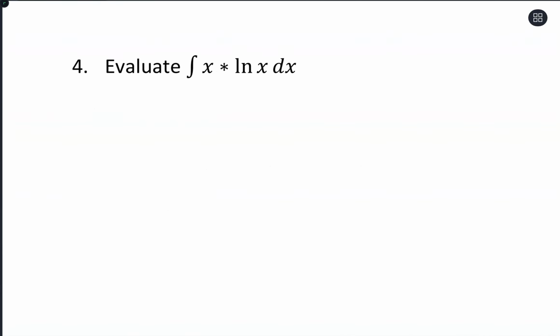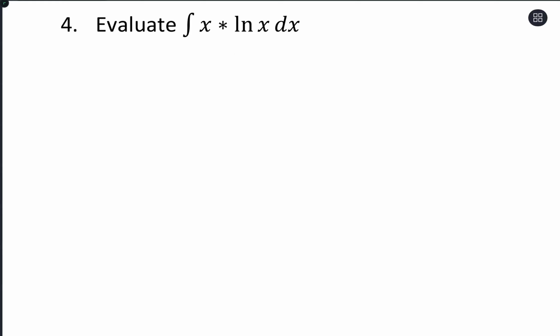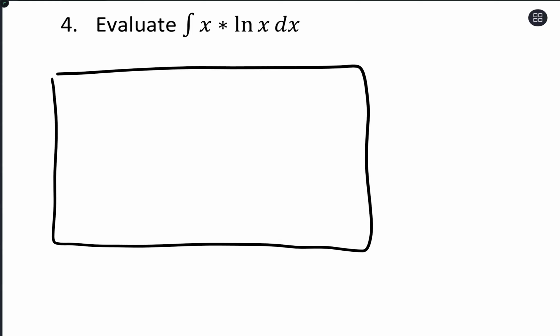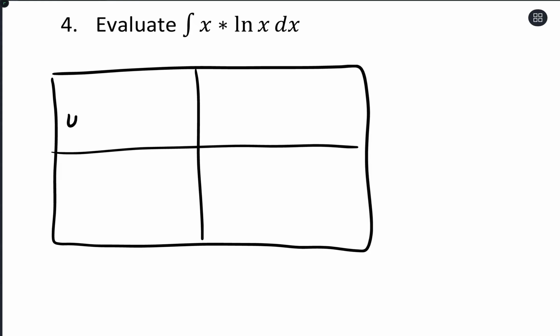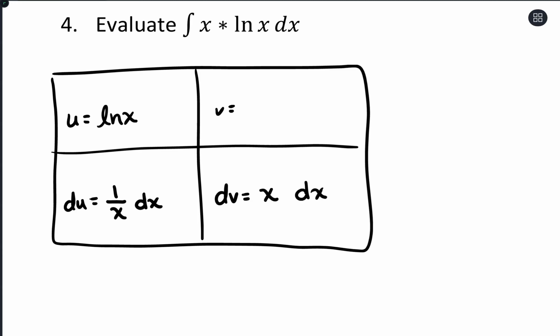All right, another indefinite integral here, x times natural log of x dx. So, making my table, I'm going to have u, du, v, dv. So my pieces here are x, natural log of x, and dx. I don't want to take the antiderivative of natural log x, so I'm going to have that be u, which means dv is going to be x dx. So if u is natural log of x, then the derivative is 1 over x dx. dv is x times dx, so the antiderivative would be x squared over 2.